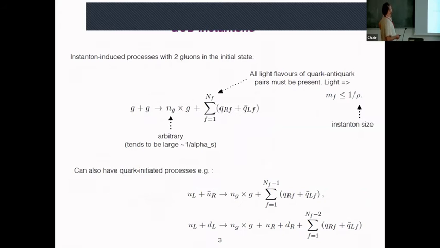Good. So this is the process we are looking for. You can similarly have a process initiated by two quarks, so quark-antiquark, in the initial state. And so these are all the processes we can look for.